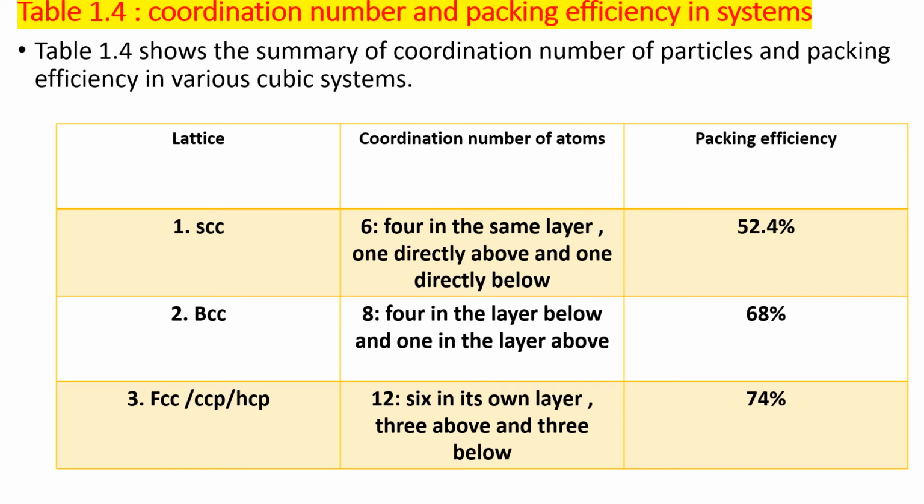Its packing efficiency is 52.4%. In BCC, the total coordination number is 8: 4 in the layer below and 4 in the layer above. Its packing efficiency is equal to 68%. And last, FCC has 12 coordination number, 6 in its own layer, 3 above and 3 below. Its packing efficiency is equal to 74%. Okay, next point.